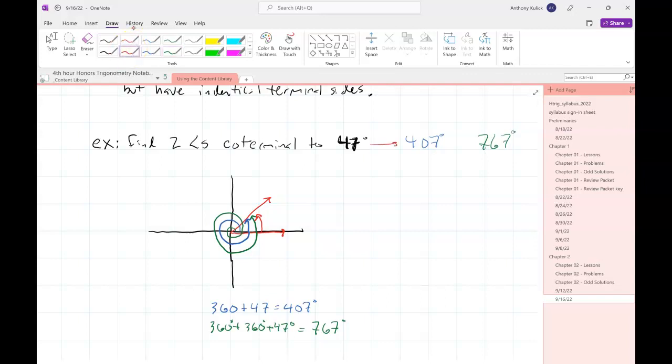Now take a look at these three numbers. Do you notice a pattern between these three numbers? What am I adding? 360. Yeah, we just add 360. Keep adding 360. Oh, Mr. Kulik, that's it? I just take the number, and if I keep adding or subtracting 360, I'm going to keep getting coterminal angles? Yeah. Did you even have to draw this picture to start with? No. But we're building intuition right now.